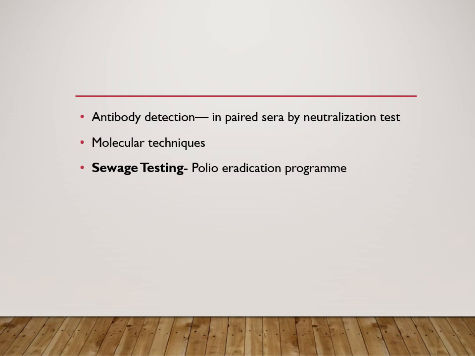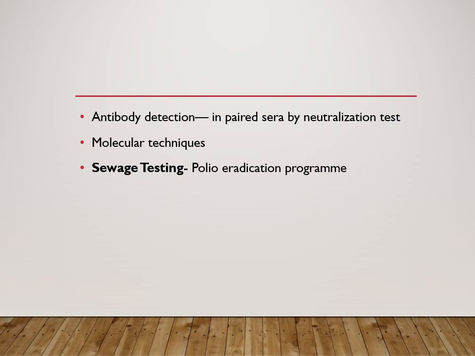Then third is the molecular techniques, which you can use directly for detecting the poliovirus. You can also know whether it is the wild poliovirus or vaccine derived. So these are the different modalities which can be used. Mainly we go for the cell lines. Then there are referral centers where the samples are sent, and there they check whether the poliovirus is there or not.